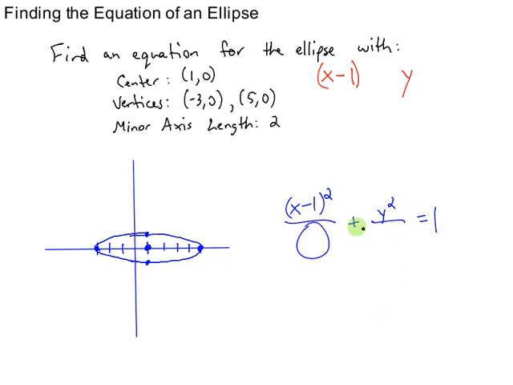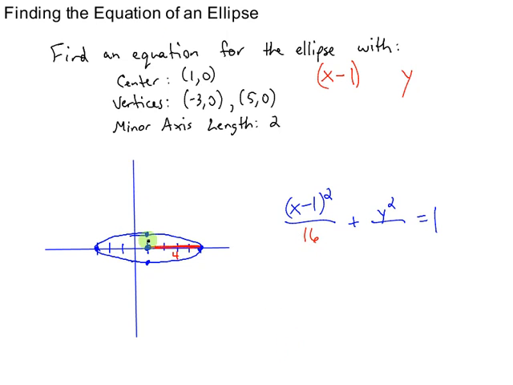And so to get the numbers in the denominators, I need to measure the distances in my graph. The distance from my center to my vertices is 4, so the horizontal distance is 4. In my equation, I have to square that number, so I get 16. And that number is going to go with my horizontal variable, which is x. So I'll put the 16 here.